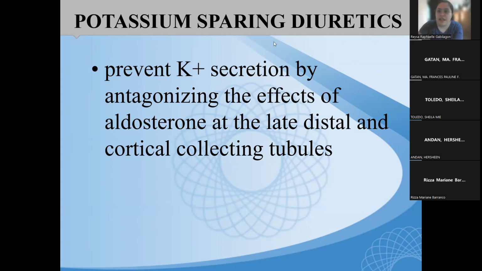Most of our diuretics also involve the excretion of potassium. However, for this kind of diuretics, the goal here is to increase the sodium and water excretion, but let's keep the potassium in the body. So this prevents secretion of the potassium by antagonizing the effect of aldosterone. Take note, it acts at the late distal convoluted tubule and at the same time the cortical collecting tubules, or we call them collecting duct. Okay?